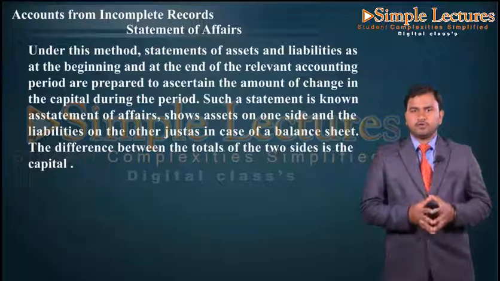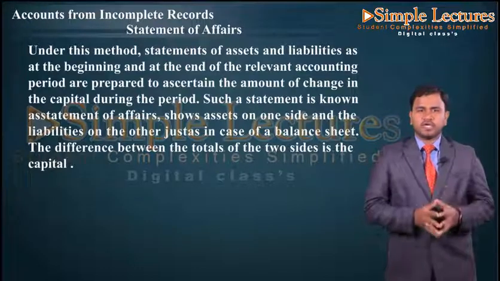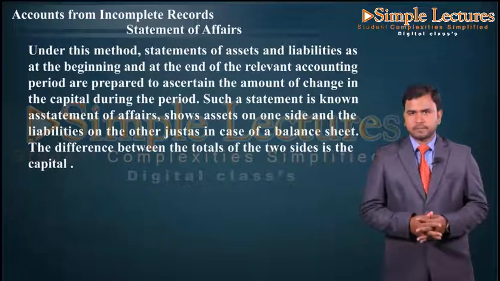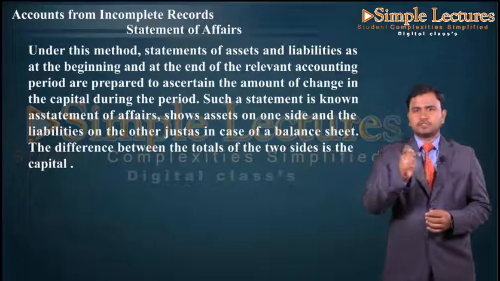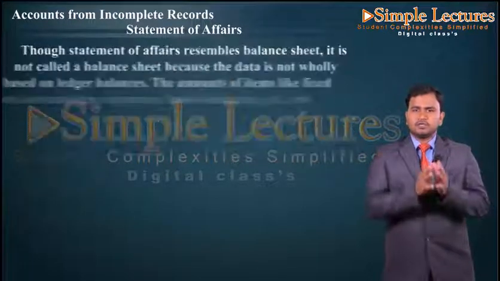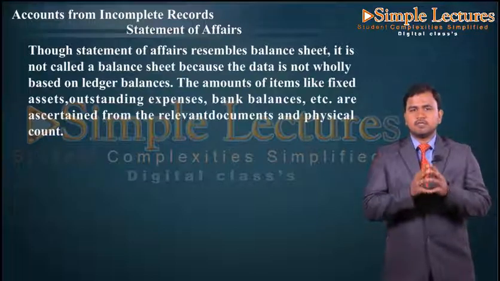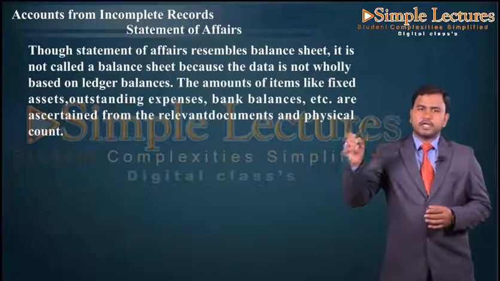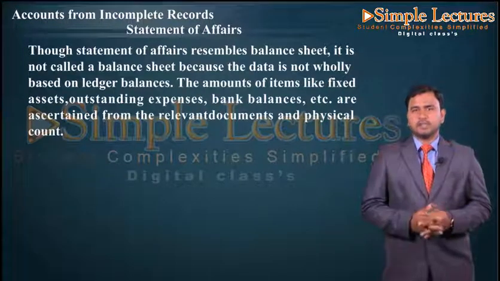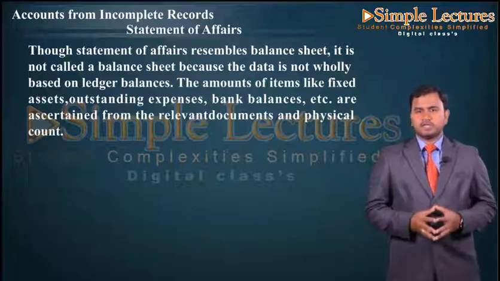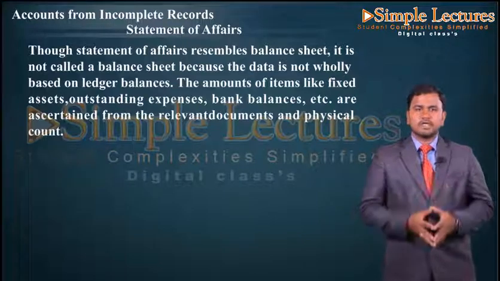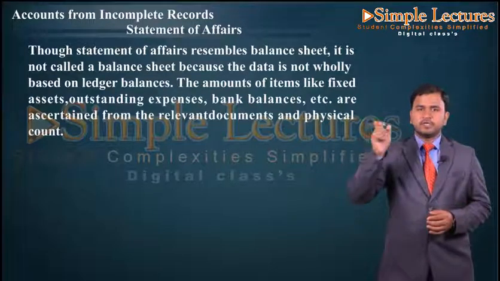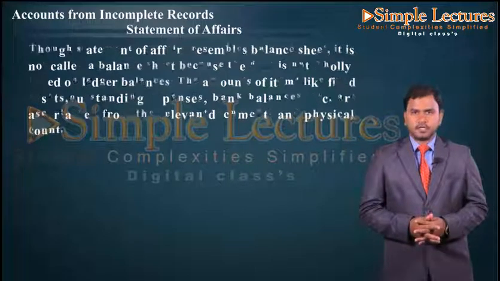So statement of affairs shows assets on one side and liabilities on the other, just as in the case of a balance sheet. The difference between the total of the two sides is the capital. Though statement of affairs resembles a balance sheet, it is not called a balance sheet because the data is not wholly based on ledger balances. The amounts of items like fixed assets, outstanding expenses, bank balances, etc. are ascertained from the relevant documents and physical count.